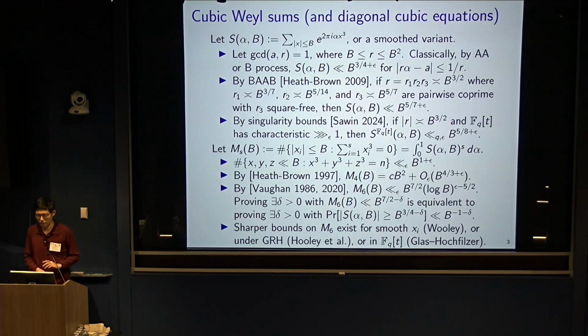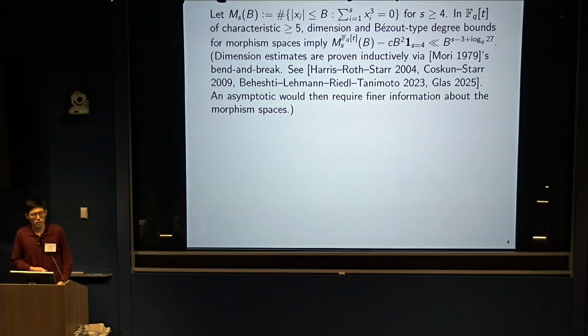Okay, and if I want to talk more about some other settings where you can do better. So for example, Wooley studied, if you require the variables to be smooth, then you can do a bit better. I want to talk about conditional or function field results, where we have GRH available, and then we can push this further for M6, and get near optimal or optimal results for M6. Okay, so in general, what is known about this point count from the, let's say, GRH conditional or function field perspective?